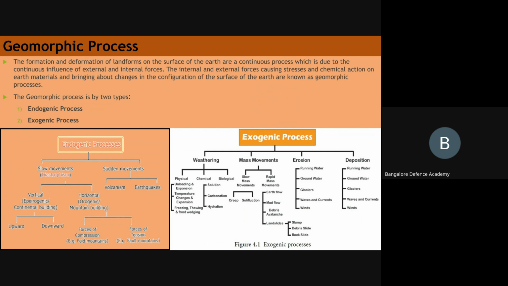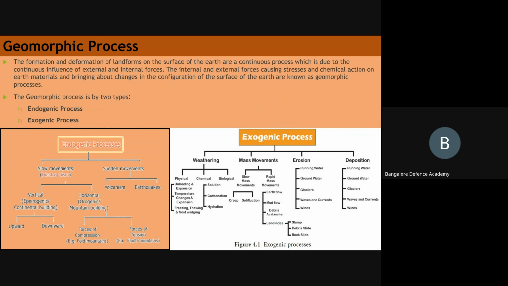And diastrophism means a slow movement. Diastrophism can be vertical and can be horizontal. If it is vertical, it is called epirogenic. If it is horizontal, it is called orogenic. Vertical means happening like this. So orogenic, slow movements, diastrophism, mountains will be formed. And for the vertical, you can see the continents will be formed, which is called epirogenic.